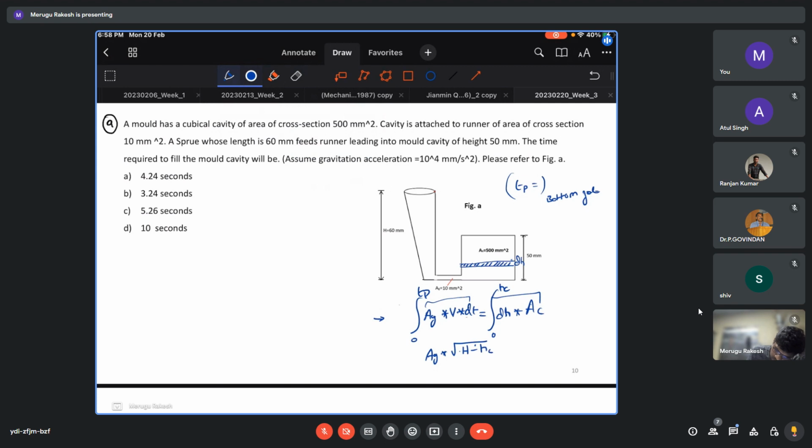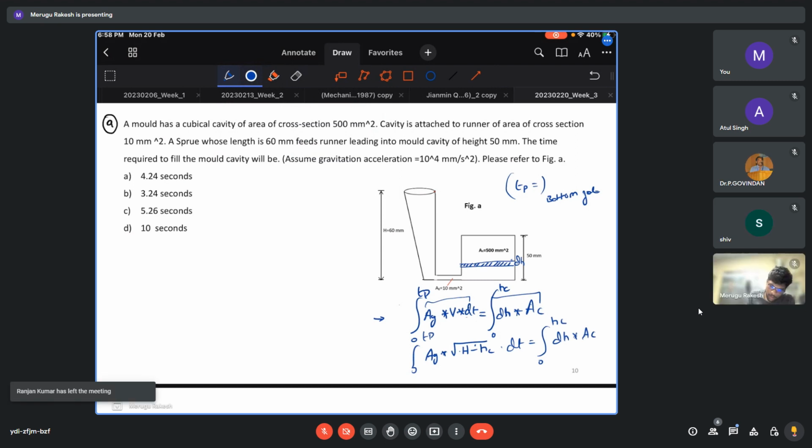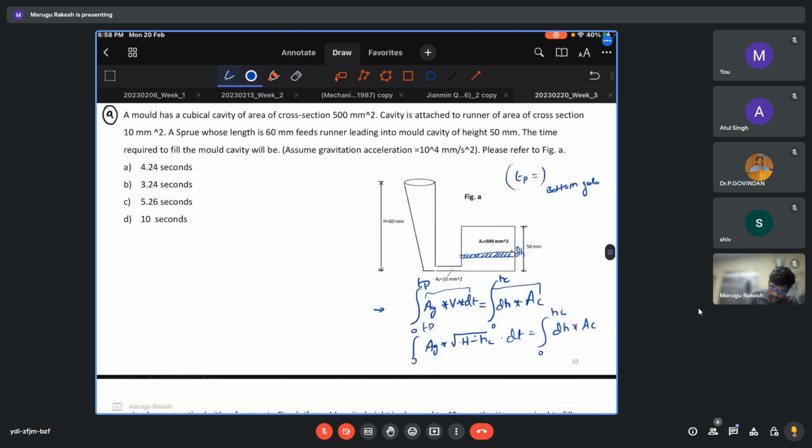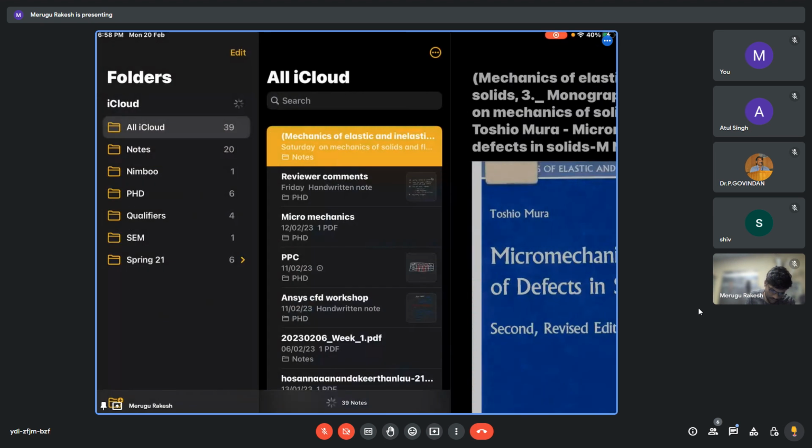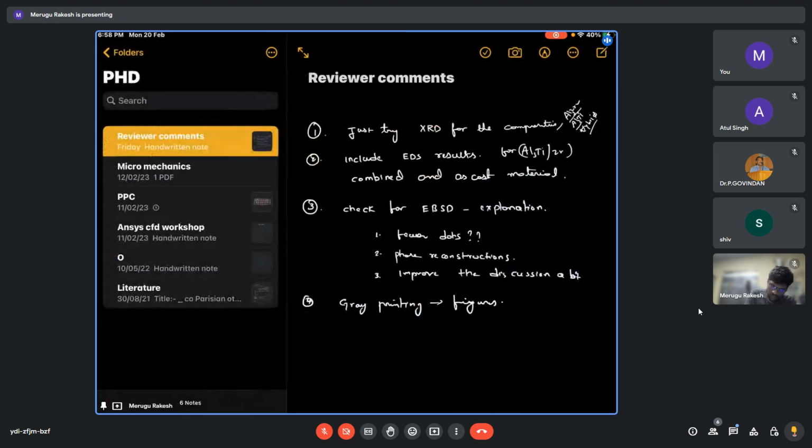Ag into square root of H minus Hc into dt, integrated from 0 to Tp, is equal to dh multiplied by A casting, integrated from 0 to Hc. If you solve this, let me explain it briefly for you. In case you are stuck with this, you can ask.